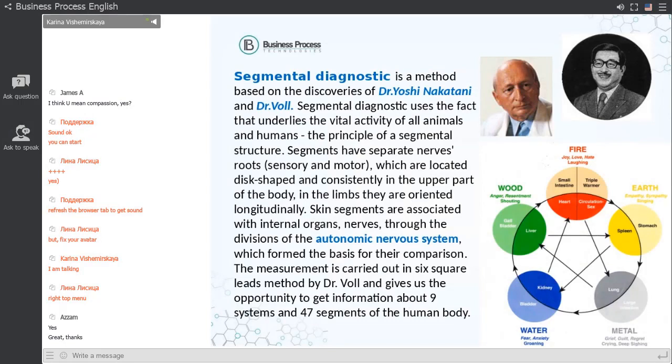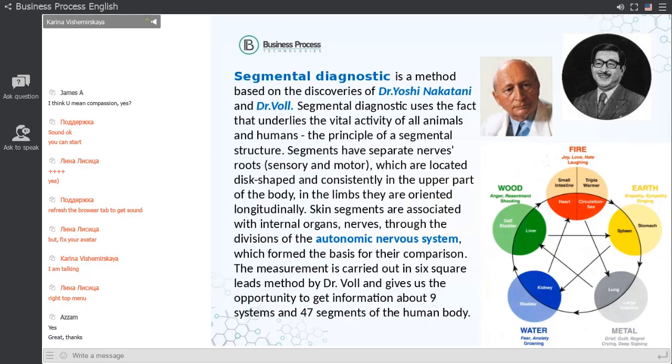This is segment diagnostic. It is very important to understand that we are not measuring single organs. We are measuring segments. And how do we know about segments? We know about segments because of the famous Japanese doctor Nakatani and Dr. Voll. They found out that the body consists of different segments. We measure them through the vegetative nervous system in our diagnostic.